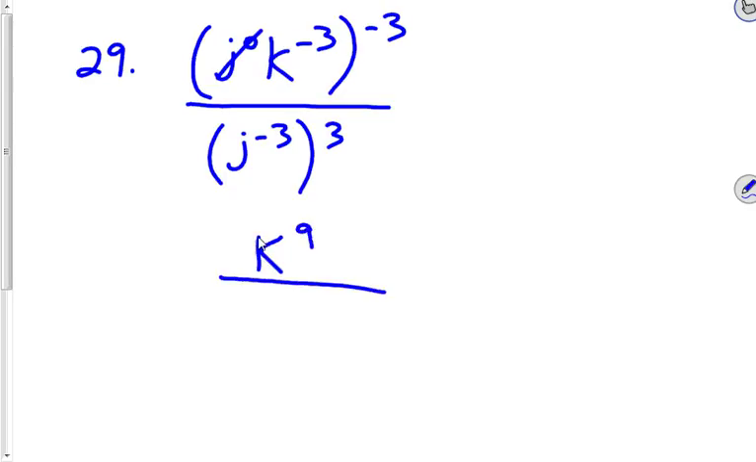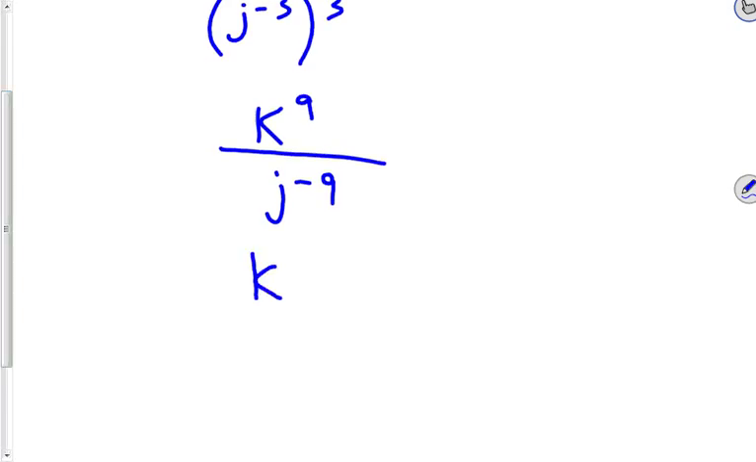Then in the denominator, I have the power rule again. So I'm going to raise j to the negative 3rd to the 3rd power, and that's going to give me j to the negative 9th. And now I'm going to have to bring that j to the negative 9th up to the numerator. So I'm going to get k to the 9th, j to the 9th.